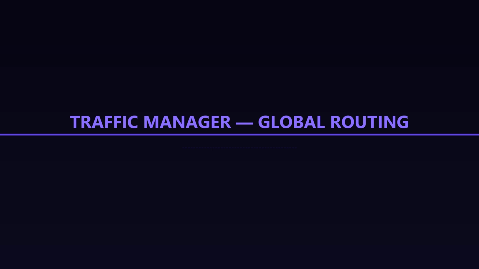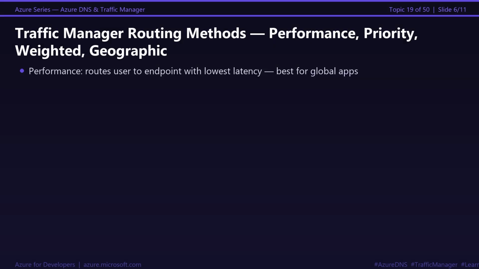This is your default choice for global applications. Priority routing is simple failover. Primary endpoint gets everything. If it fails health checks, secondary takes over. Use this for disaster recovery setups.